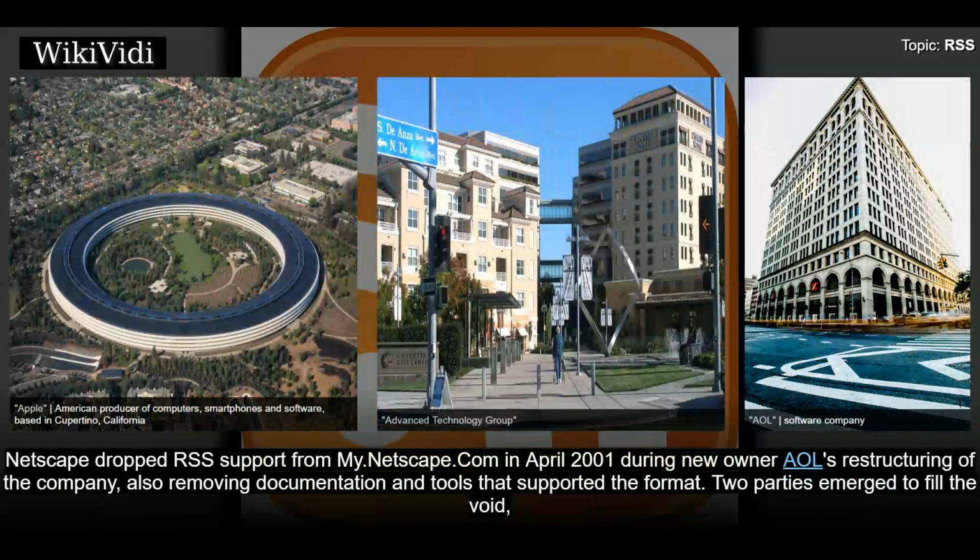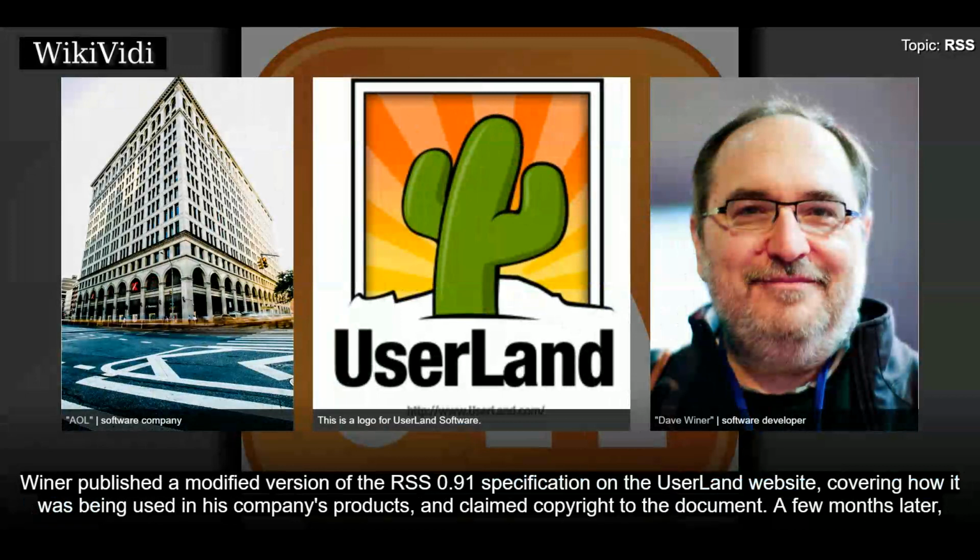Two parties emerged to fill the void. With neither Netscape's help nor approval, the RSS Dev Working Group and Dave Winer, whose Userland software had published some of the first publishing tools outside Netscape that could read and write RSS. Winer published a modified version of the RSS 0.91 specification on the Userland website, covering how it was being used in his company's products, and claimed copyright to the document.